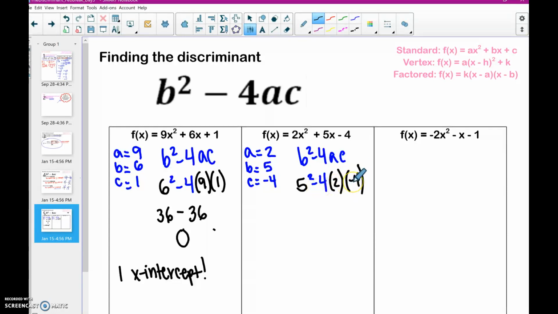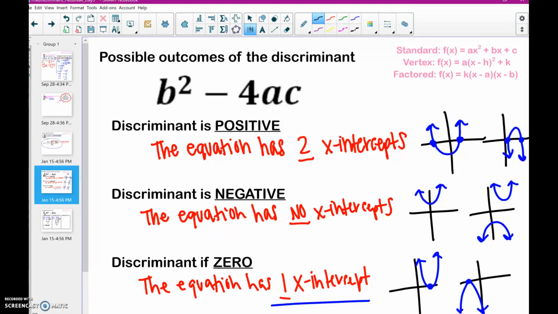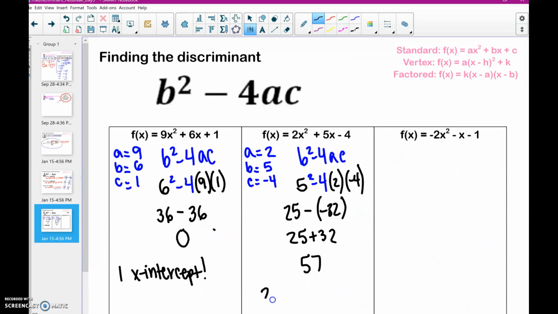Right now you might be able to make a prediction on how many they have just because you see that negative and negative. 5 squared is 25 minus 4 times 2 is 8. 8 times negative 4 is negative 32, but we're subtracting. We're basically subtracting a negative 32, so we would rewrite that as 25 plus 32, and 25 plus 32 is 57. So let's look back. We have a positive discriminant, so that means our equation is going to have 2 x-intercepts. Good.